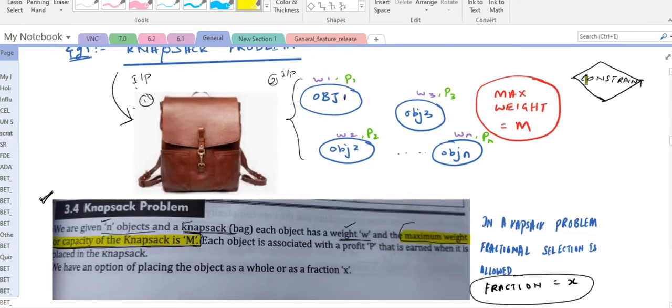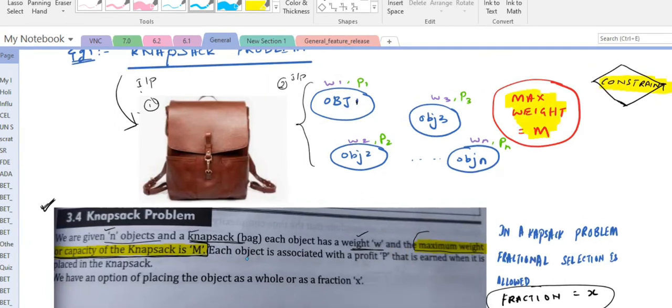This is the constraint of the problem, right? Something else also: each object is associated with a profit P. That means every object also has a property called P. You can take it like money. When you say a wheat bag, it will cost something. When you say a chips packet, it will cost something. So every object that you pick will have some profit, profit P, that is earned. The profit is earned when it is placed in the knapsack.